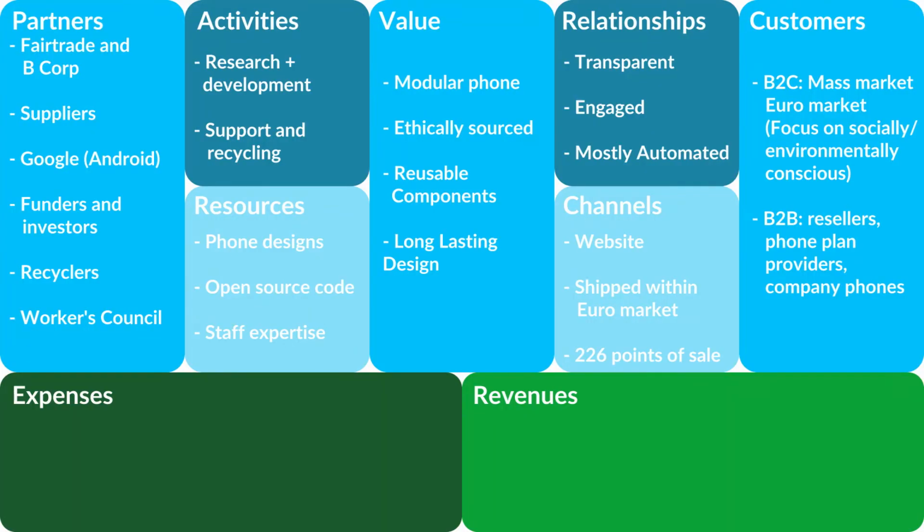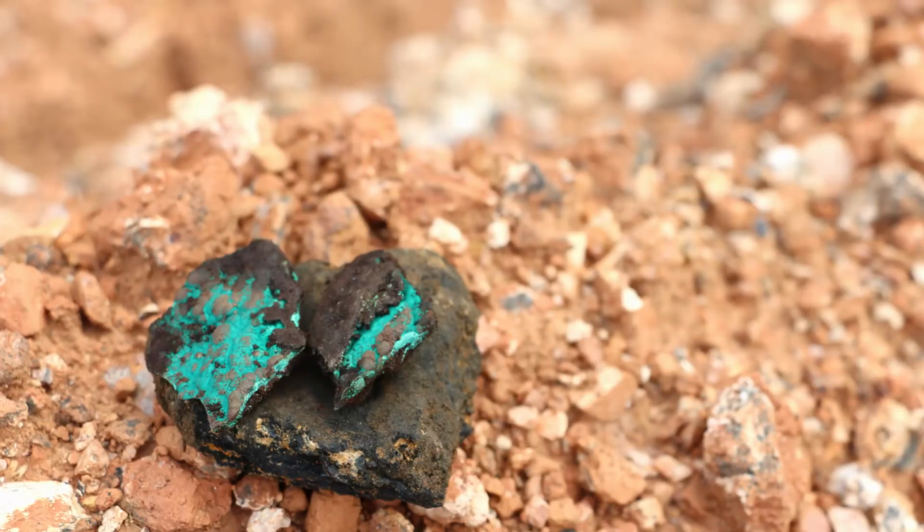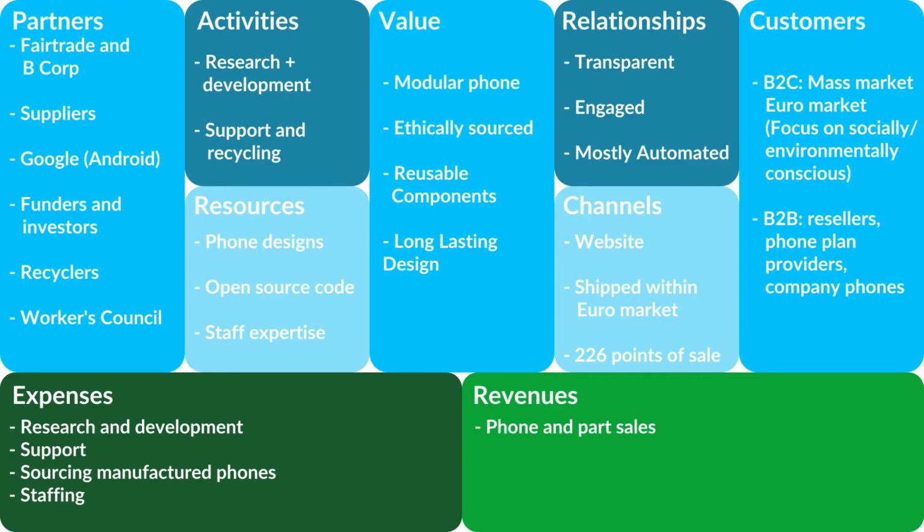The resources that they have include their phone designs, their open source code, and they also have informed staff that are able to teach suppliers how to do their activities more ethically, both environmentally and socially. Their revenue primarily comes from phone and part sales, and their expenses are on the research and development, support, manufacturing, which is primarily sourcing their phones, and staffing costs.